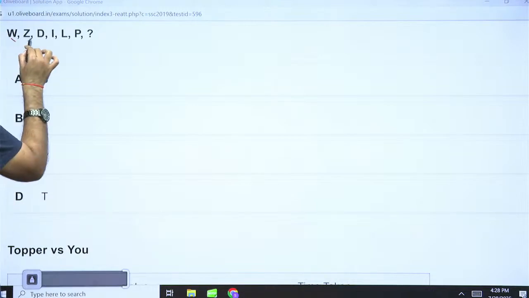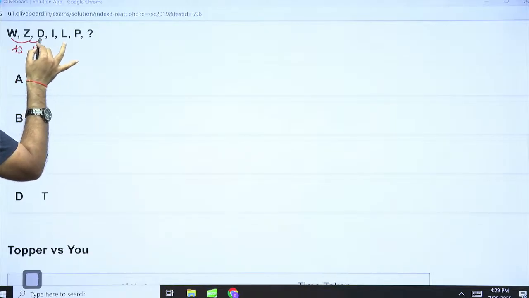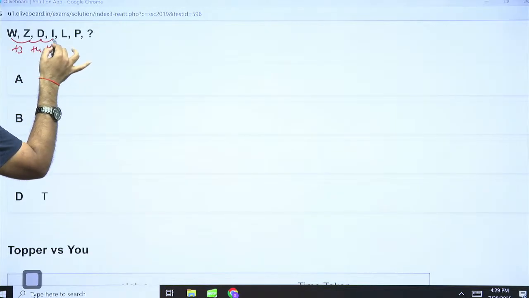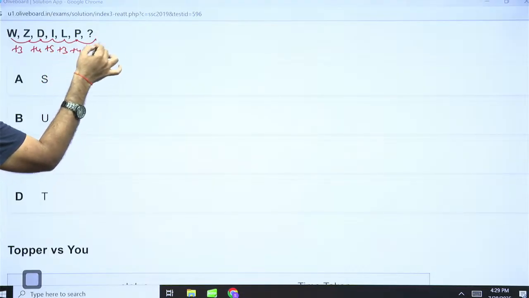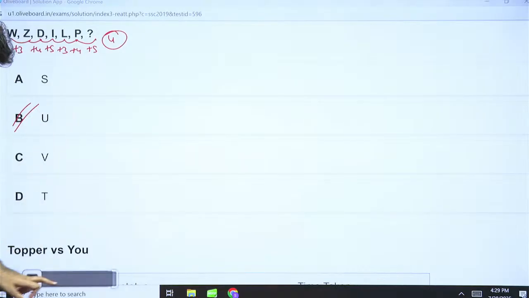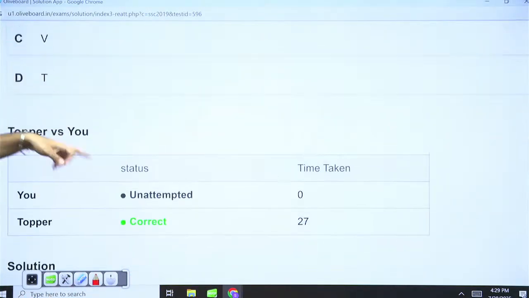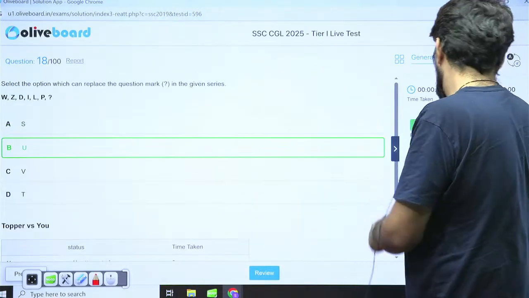23, 26 is plus 3. 26 and 30 is plus 4. 30 and 35 is plus 5. 35 and 38 is plus 3 again. 38 and 42 is plus 4. So 42 plus 5 will be 47. That is U. Option B is the right answer. 345, 345. Correct? Cool. 27 seconds. Good. Not bad. 27 seconds is good.